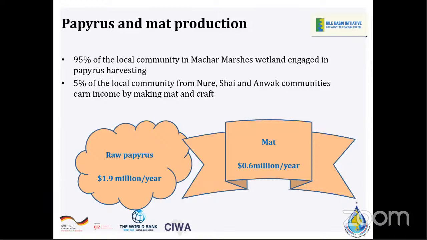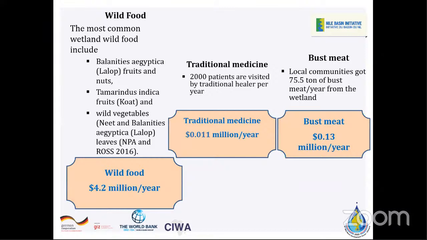Papyrus and mud production is also there. About 95% of the local communities are involved in papyrus harvesting, and about 5% also engage in mud and craft production. That is used as a raw material and for direct use. You can see around $1.9 million for raw papyrus use, and $500,000 for mud and craft production. It is also used for wild food sources, traditional medicine, and bush meat. You will see how we estimate the values in terms of wild food, traditional medicine, and bush meat.